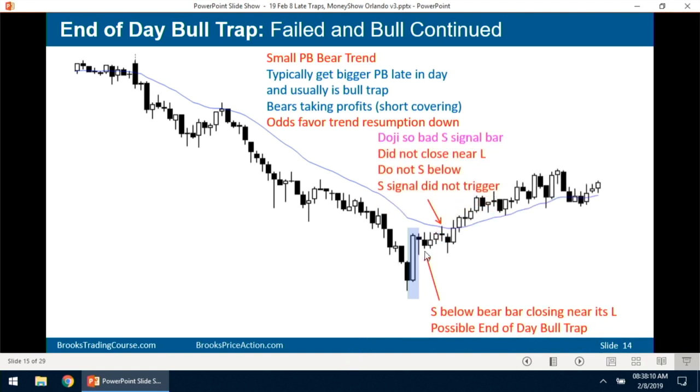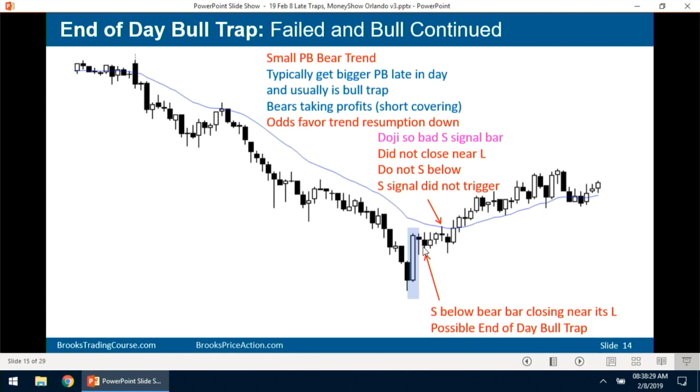But instead of triggering the sell, bulls bought the close of that bear bar, and they had limit orders to buy the low of that bear bar. There were so many bulls buying, preventing the sell, we went up a little bit. You could argue this is a sell, but I would not sell below a doji bar. I want to sell below a bear bar closing near its low.